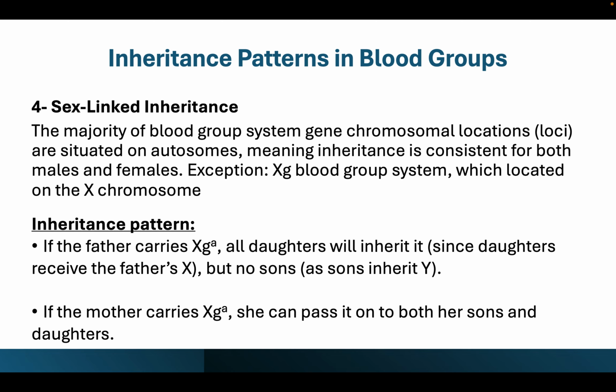Let's read together. If the father carries the XGA antigen, all daughters will inherit it since the daughter receives the father's X, but no son, as the son inherits Y. If the mother carries the XGA, she can pass it to both the son and the daughter in equal percentage.